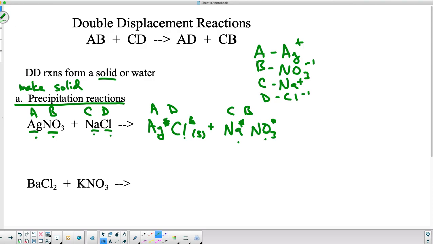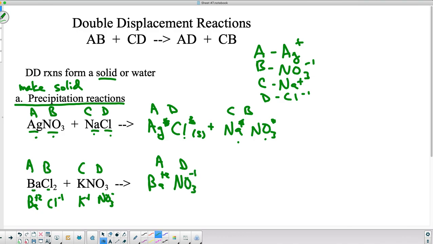So let's go through the same process now with the second example. The second example here has BaCl2. That means that my A is going to be Ba with a +2, because Ba has a +2. Cl has a -1, which is where that 2 comes from in the crisscross, and that's the B. And then the C here is K with a +1, and the D is NO3 with a -1. So when I mix them up and I get A and D, that means I get Ba with a +2 and NO3 with a -1.